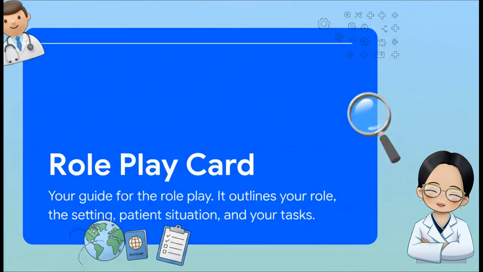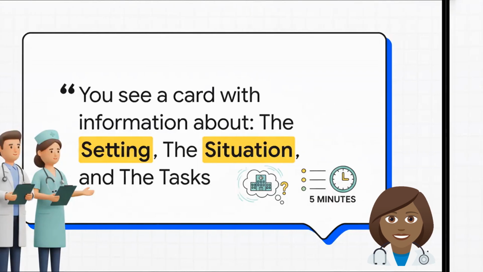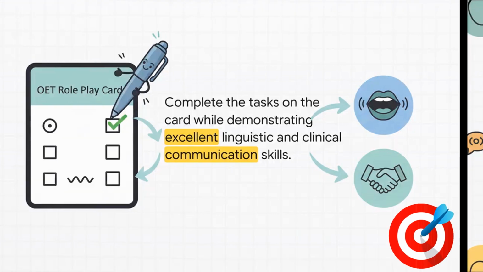So what's on this card? Well, it clearly tells you the setting. So you know if you're in a hospital or a local clinic. It tells you the setting and also the situation. That's the background, why the patient has come to see you. And most importantly, it gives you a list of tasks. These are the things you must cover in your conversation. Your goal is straightforward. Carry out the tasks on your card to the best of your ability. The real focus, though, is how you do it, confidently demonstrating your English and your clinical communication skills.